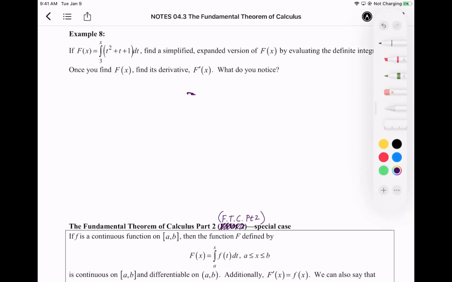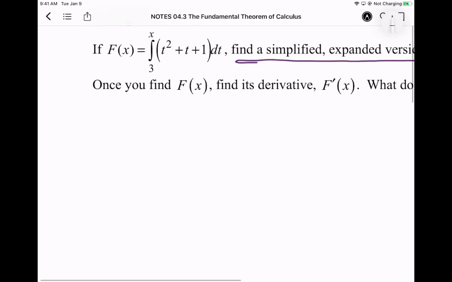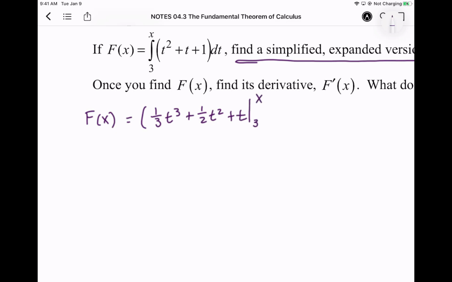I'm going to try to color code. So this is what we're doing first, by evaluating the definite integral. We're going to expand this by solving that definite integral. Applying the definite integral means finding the antiderivative and evaluating from 3 to x. So this is going to be 1/3 t cubed plus 1/2 t squared plus t, and we're evaluating from 3 to x.